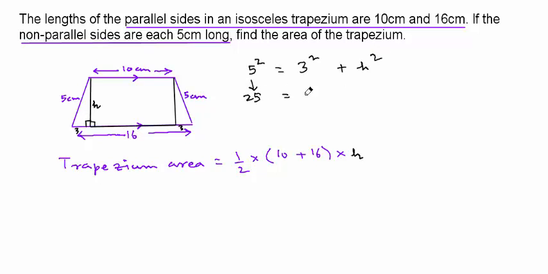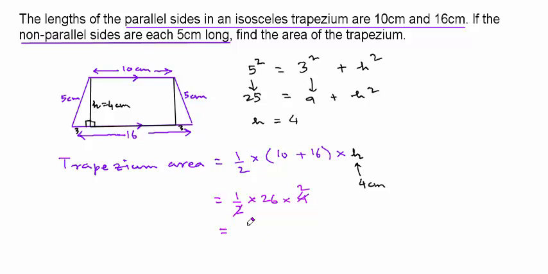This is 25, this is 9 plus h square. So if you solve this equation, bring the 9 on the other side, you have h square is equal to 16, so h is equal to 4. This is equal to 4 centimeters. And now that you have the value of h, you can plug it into the formula and find the area. So this is going to be 1/2 times 10 plus 16 is 26 times 4. Cross off the 2 and the 4, write a 2 here. So this is equal to 52 square centimeters.